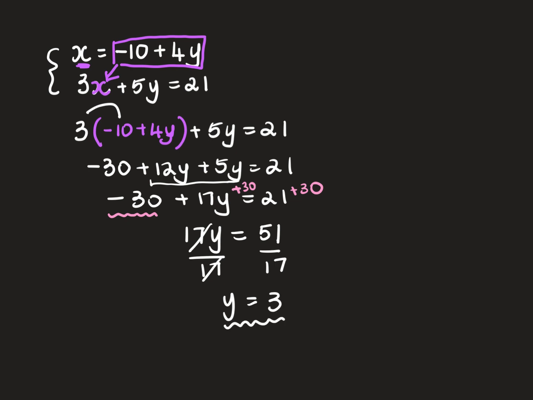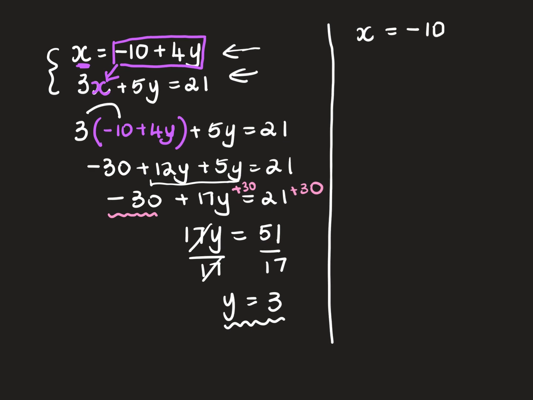So I've now got a y value. Have I finished the job? No, not yet, because I've still got to find what x is. I can use either that equation or that equation, doesn't matter which. I'm going to use the top one because it looks easier. Okay, y is equal to 3, so x is equal to negative 10 plus 4 times 3.